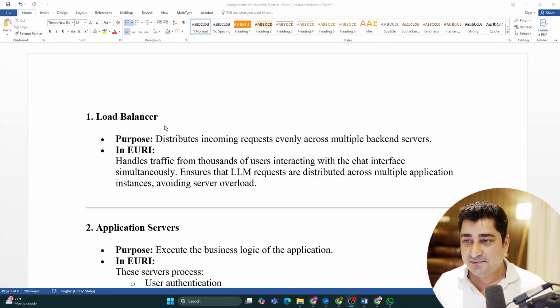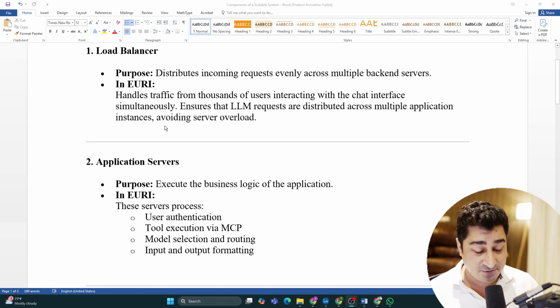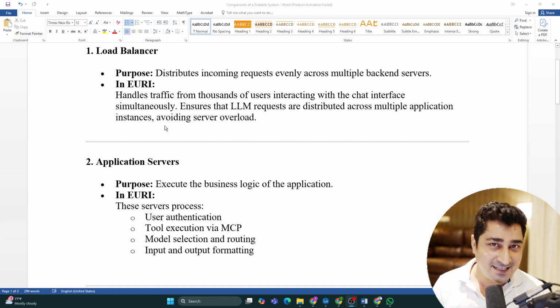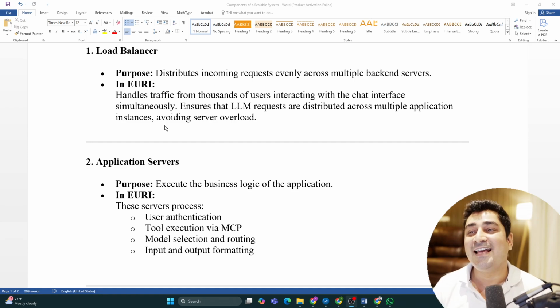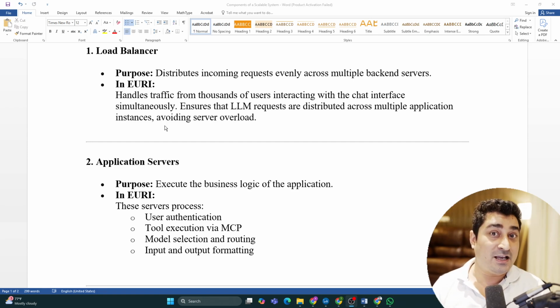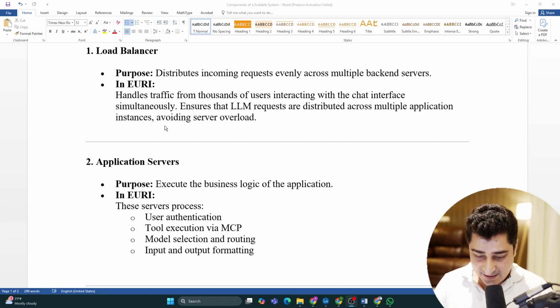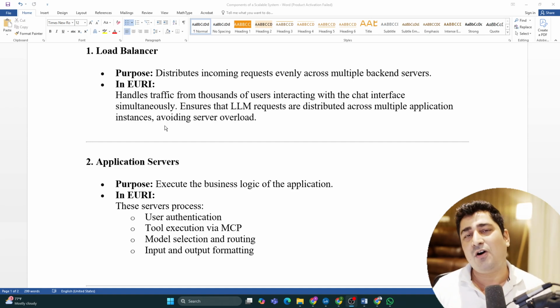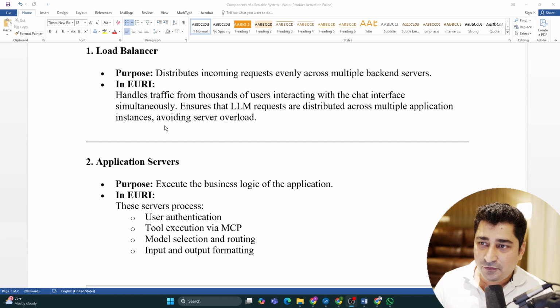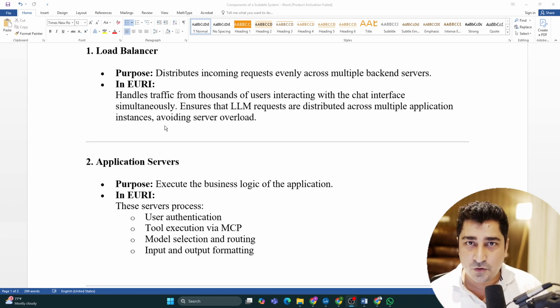So let's talk about this component with respect to a URI. I already talked about a URI a lot, and I believe you have all experienced a URI so far. If I have to design a URI, which we have already done, and yes, a URI is able to cater to thousands and thousands of users on a daily basis, what are the core components that we have kept inside it? The very first component is basically a load balancer.